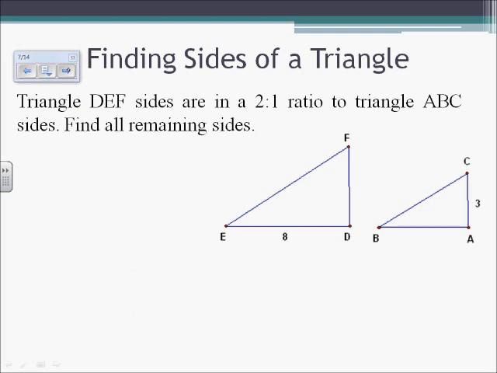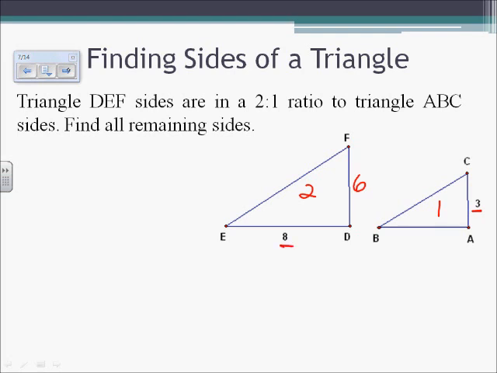Alright, finding sides of a triangle using ratios. Triangle DEF sides are in a 2 to 1 ratio to triangle ABC sides. Find all remaining sides. So we know that for every side here in the left triangle DEF, this is in a 2 to 1 ratio. So for every one that's over on the right, for instance side AC, which has 3, there is 2 over on the left. So therefore FD is just going to simply be 6. 2 times what we have on the right, 3 times 2, is 6.